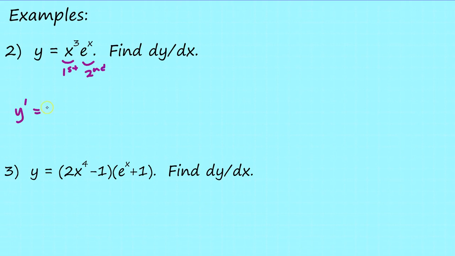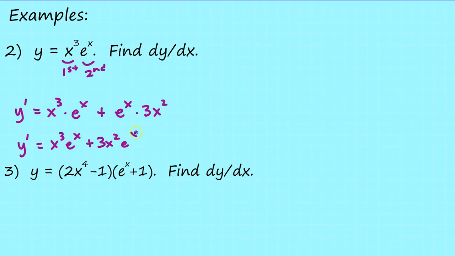The derivative is going to be the first, x cubed, times the derivative of the second. Do you remember what the derivative of e to the x is? It's e to the x, plus the second, e to the x, times the derivative of the first, and the derivative of x cubed is 3x squared. Now there is a little bit of simplifying we could do to this. We don't need those dots in there, and we usually put the number coefficient first. I'm just going to write it as x cubed e to the x plus 3x squared e to the x.